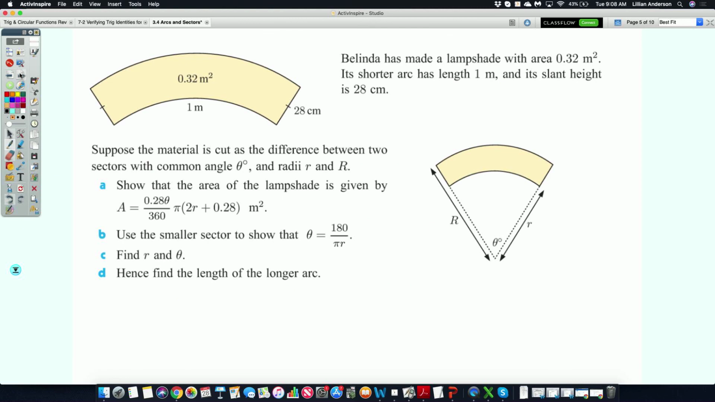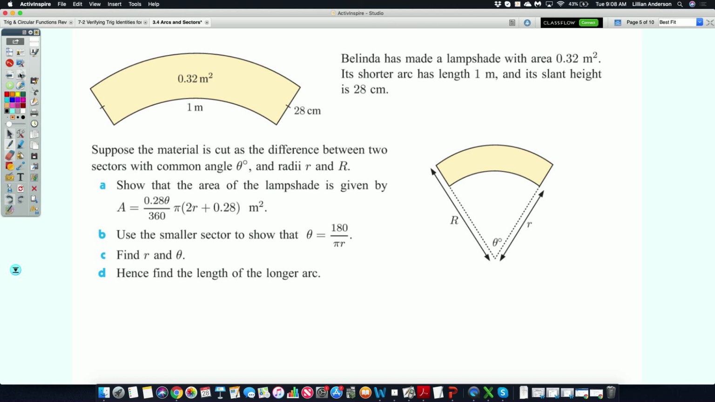All right, let's keep tackling some more problems. In this one, Belinda has made a lampshade with an area of 0.32 meters squared. Its shorter arc has a length of 1 meter, and its slant height is 28 centimeters. And the picture that you see to the left is a picture that represents Belinda's lampshade.